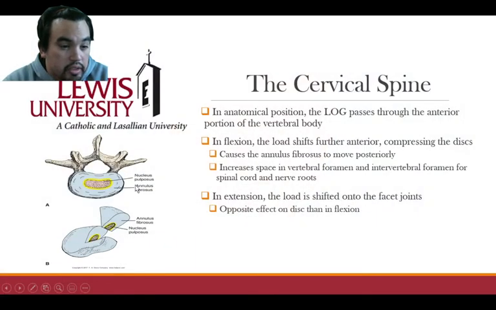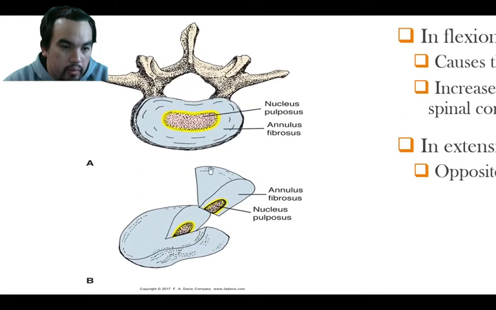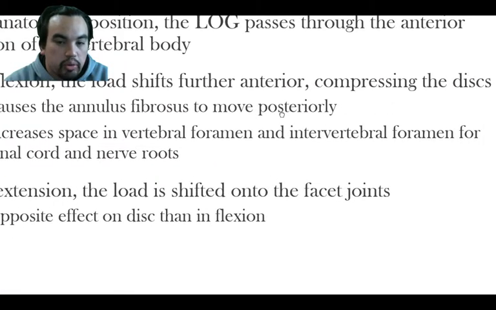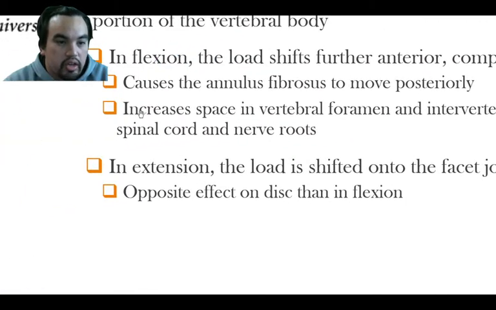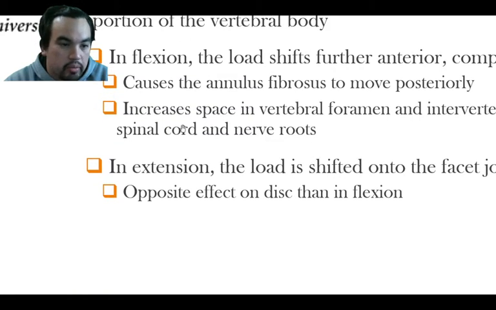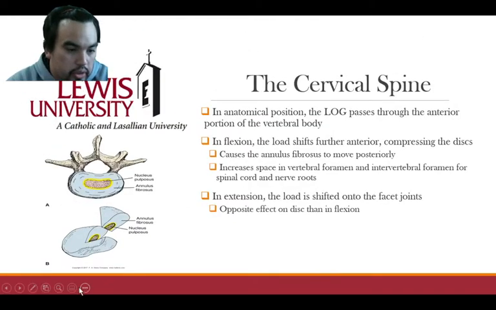There is what they call the nucleus pulposus in the center of it, and it's surrounded by this annulus fibrosus. And if you look here, this is kind of what the jelly donut looks like as you were to cut it open or bring it out. So what happens in flexion is the load shifts further anterior and it compresses this disc. Okay, and it causes the space of the vertebral foramen and the intervertebral column to compress the spinal cord and nerve roots.